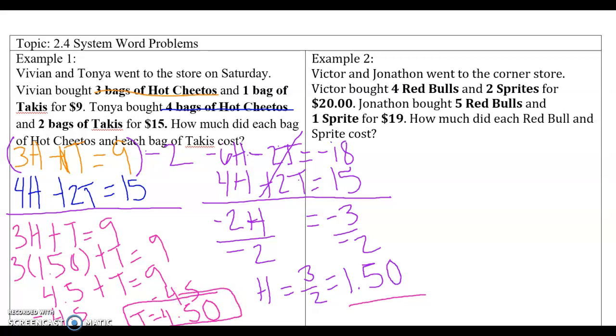Okay? So each bag of hot Cheetos is going to cost me $1.50. Each bag of Takis is going to cost me $4.50.